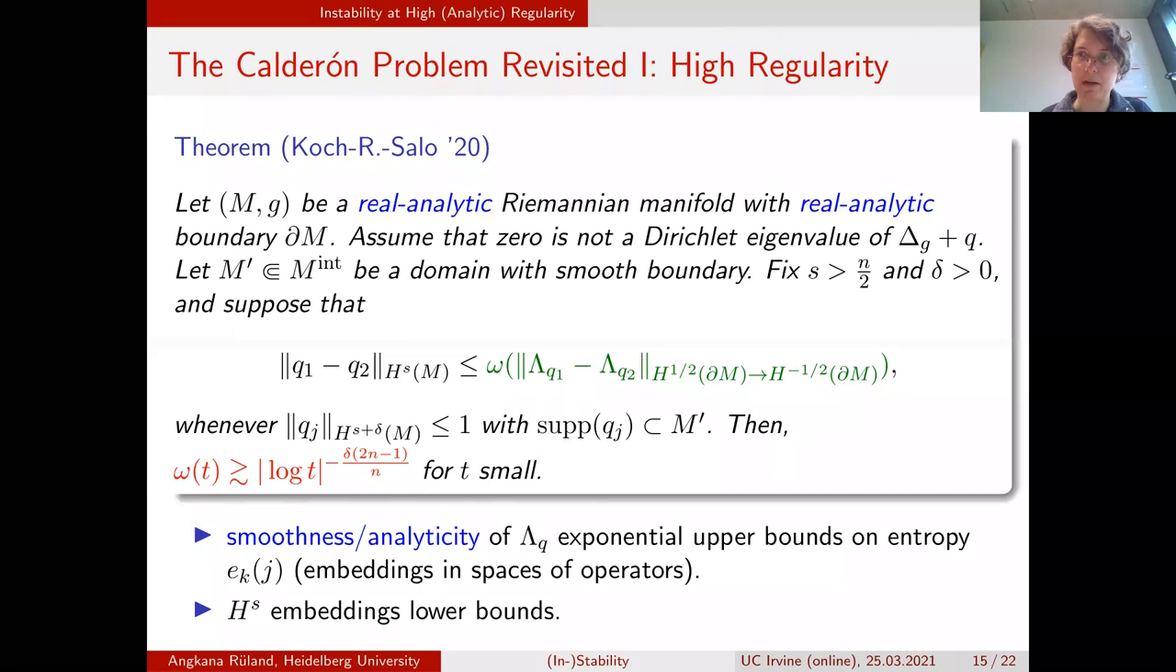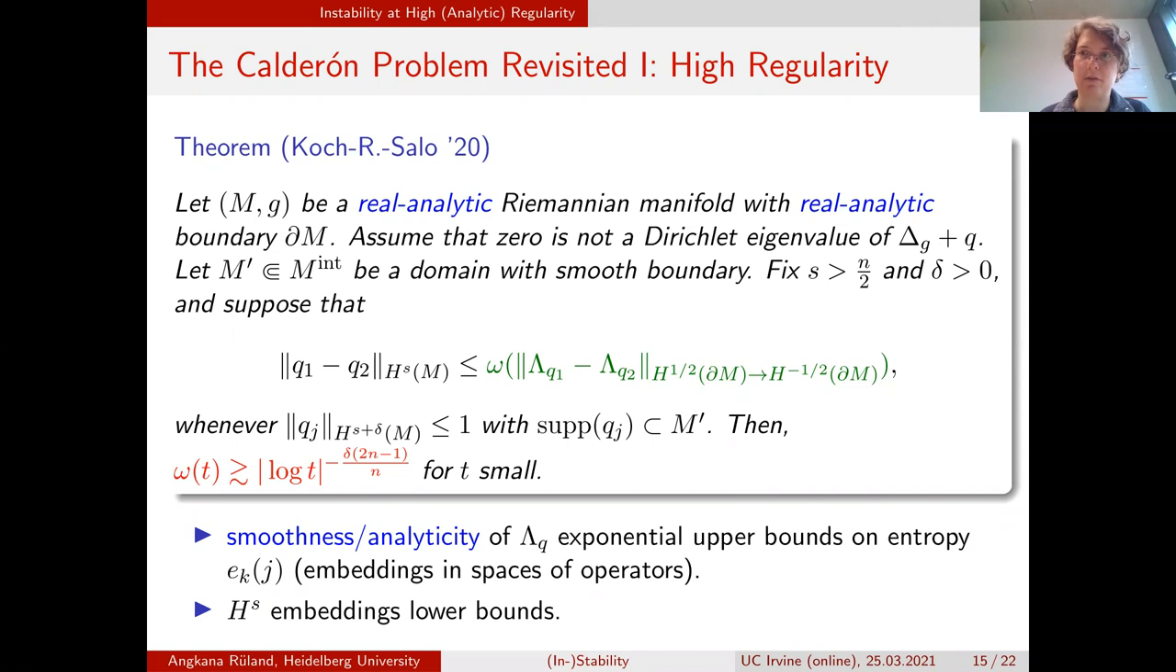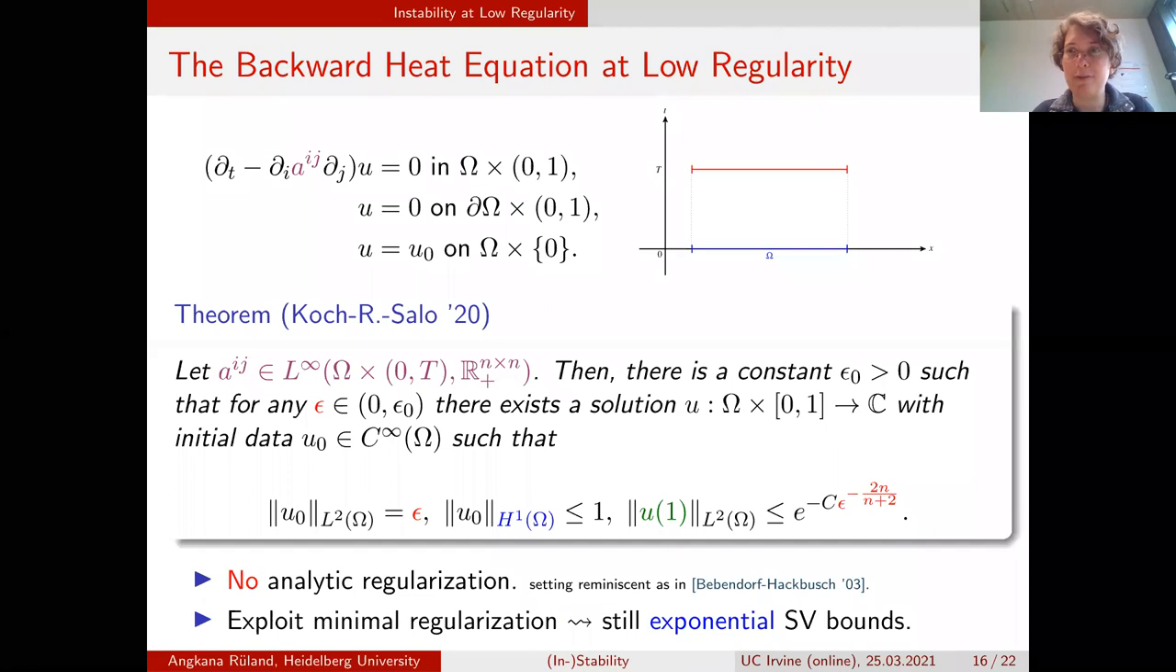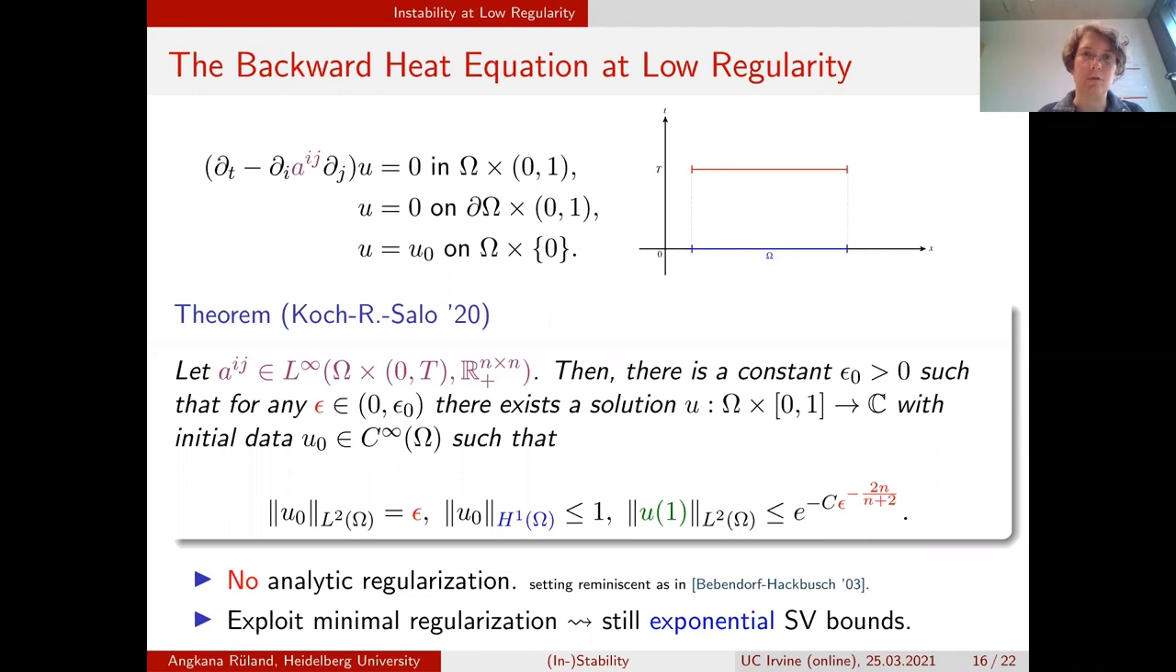But let me not go too much into this very high regularity setting, and turn to the, at least initially, apparently simpler setting with low regularity. So let me recall. The question was, we are looking at the heat equation on a domain omega, but now with rough coefficients. So the heuristic we just saw previously, that analytic regularization should somehow give good properties of the forward operator, and thus bad properties of the backward operator, I mean the inverse problem, doesn't work here. So we only have a very, very minimal type of regularization, if at all.